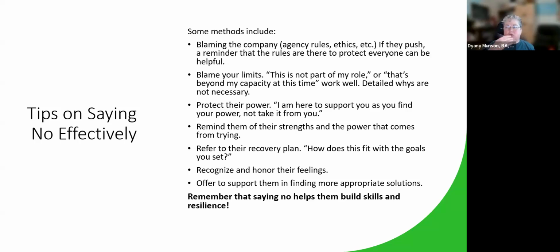So this is something that I sometimes will take, when peers are like, no, but I can't, but I can't, but I can't. It's like, well, me doing it for you doesn't help you move closer to that. There are other, more appropriate ways to do that. And I'm not going to take that power from you. I'm not going to take that opportunity from you. I won't do it. So we can then remind them of their strengths and the power that comes from trying.